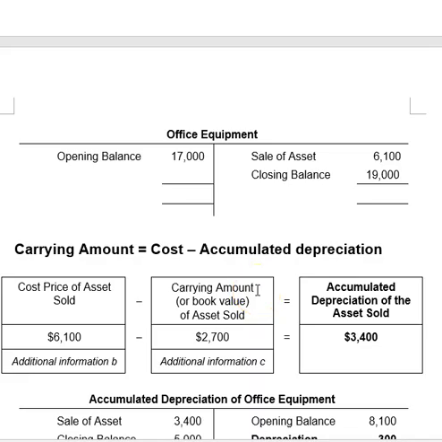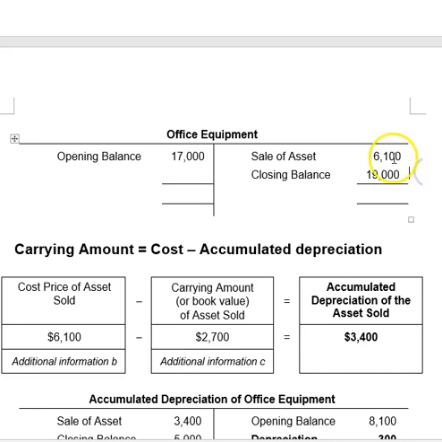Next, you need to check whether you have bought any new assets or not, whether you have bought any new office equipment or not. So we need to look at our office equipment account. Our opening balance is 17,000. We sell off 6,100 worth of office equipment. So I am supposed to have a closing balance of 10,000 plus. However, my closing balance is 19,000, which means that I have bought new assets during that year.